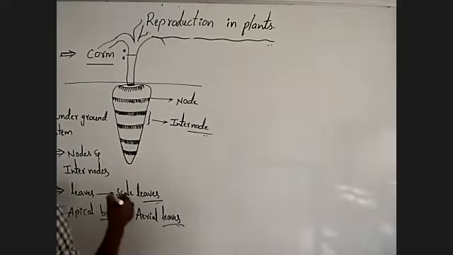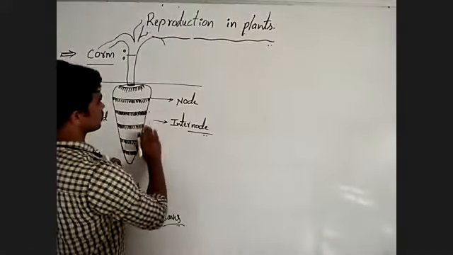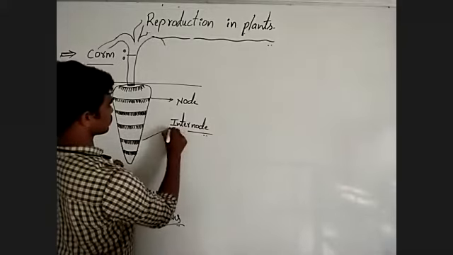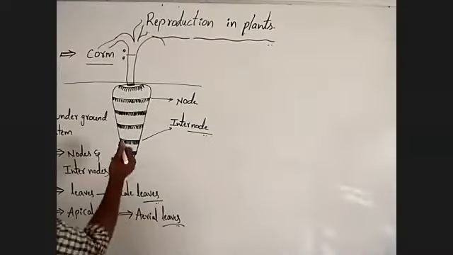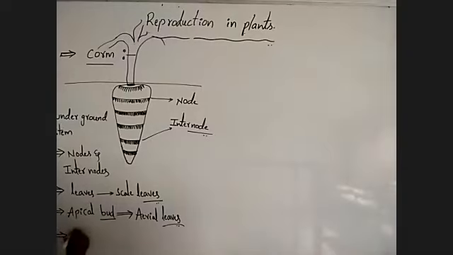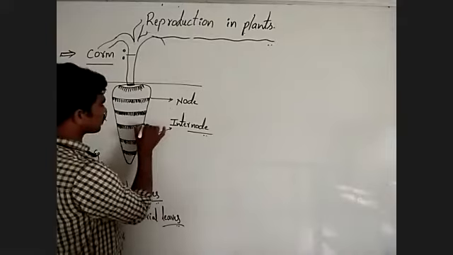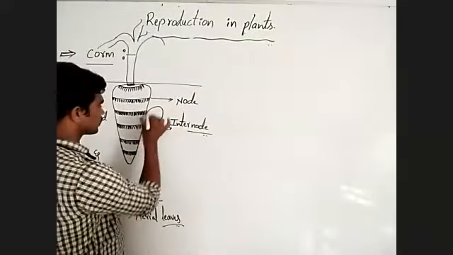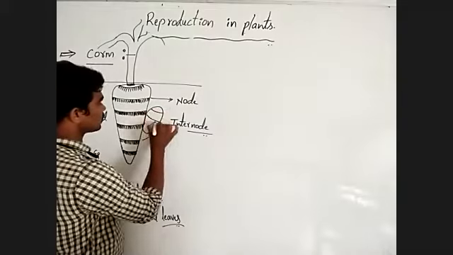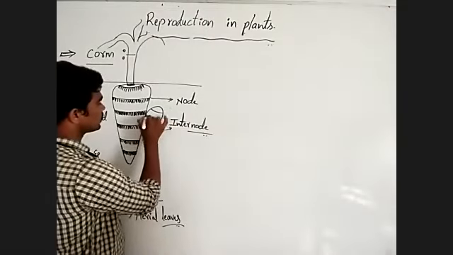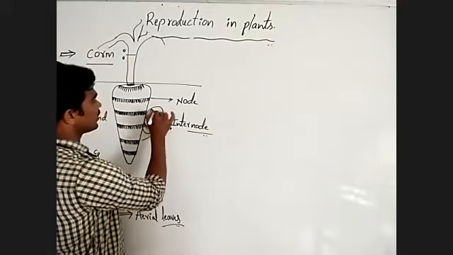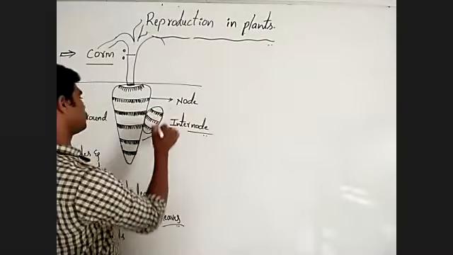Next, from the axillary bud, two types of buds are present. From the axillary bud, small daughter corms are developed.